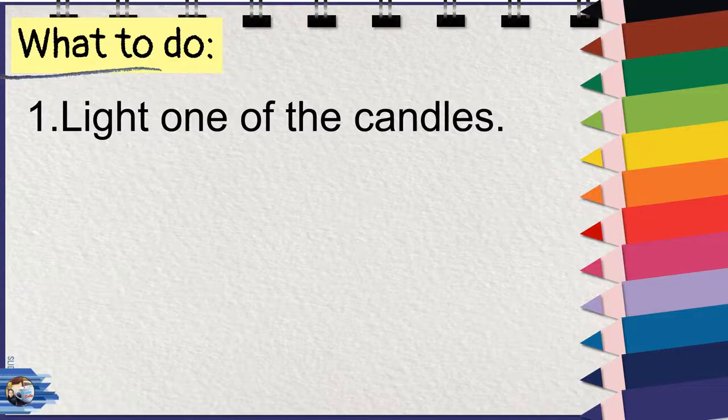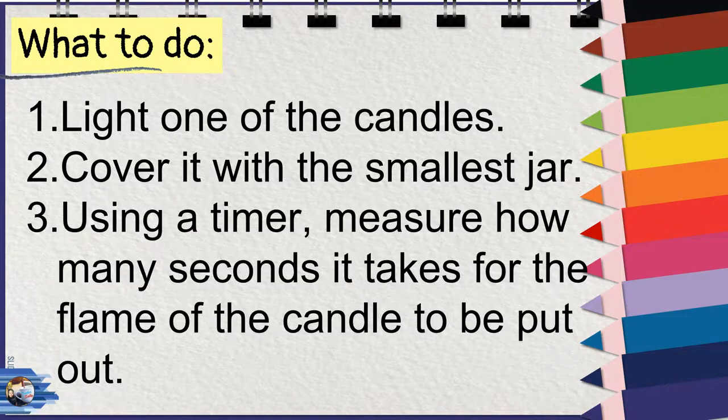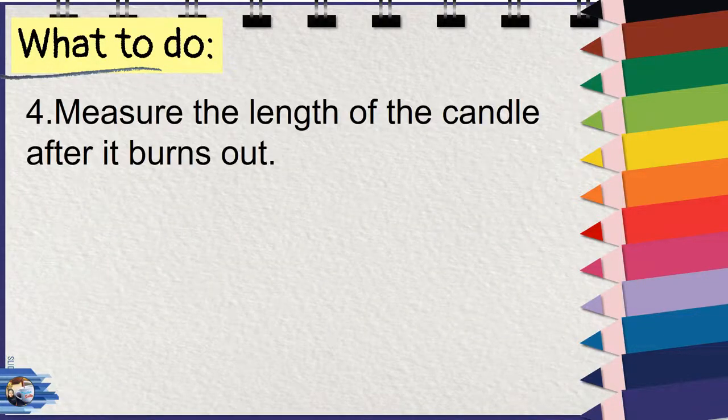First, you have to light one of the candles. Second, cover it with the smallest jar. Third, using a timer, measure how many seconds it takes for the flame of the candle to be put out. And then fourth, you have to measure the length of the candle after it burns out.